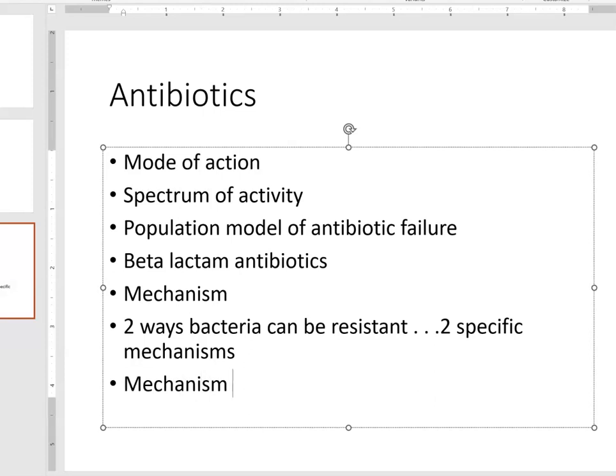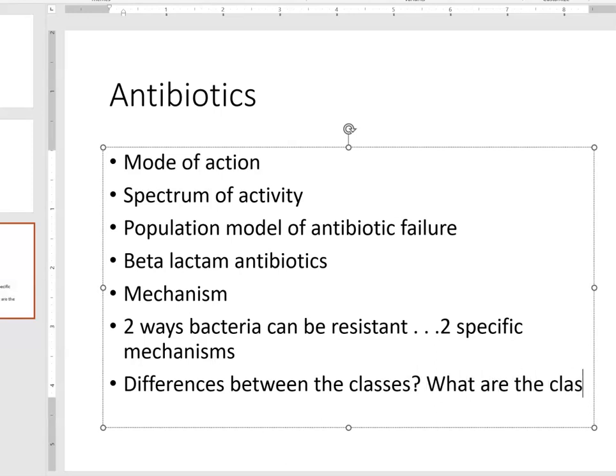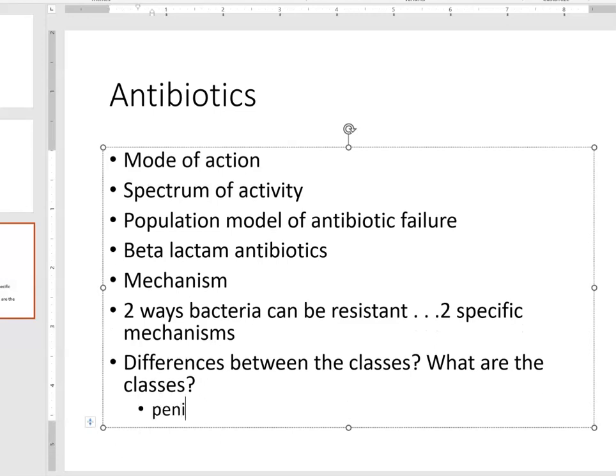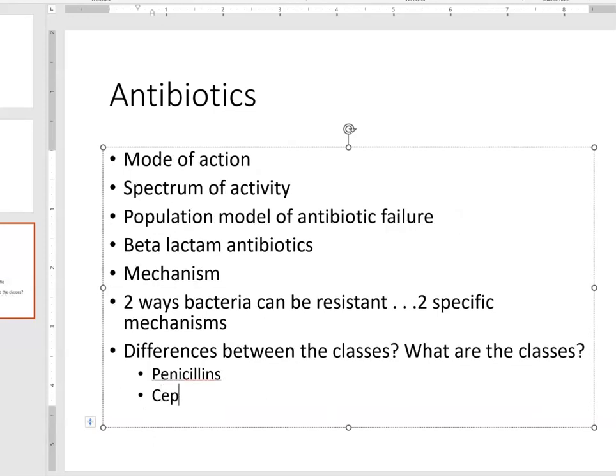Mechanism. Oops, let's back up. So what are the differences between classes? What are the classes? Tell me the examples. So here you have to know penicillins, and you have to know those are the older ones, like penicillin. And then you have to know about cephalosporins. Why are there so many cephalosporins? What is it about the structure of a cephalosporin that lets us modify it and make so many different versions?